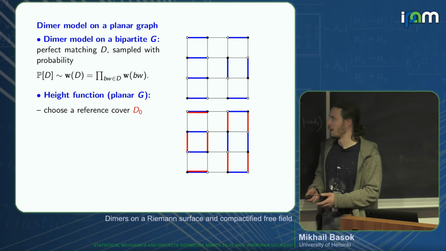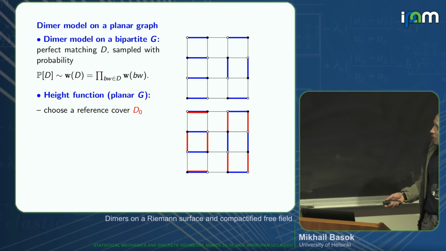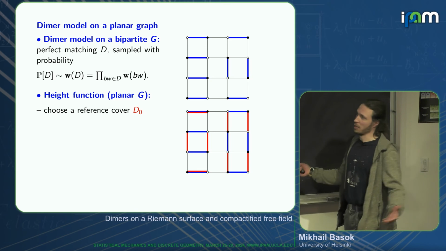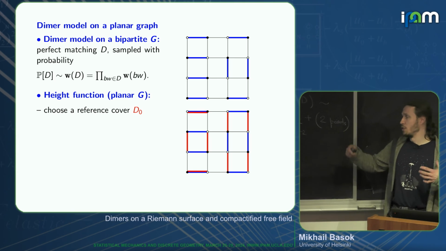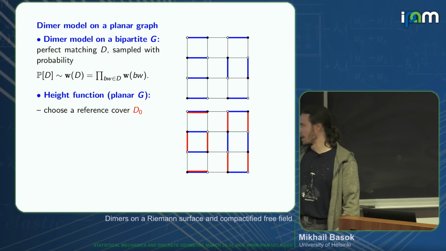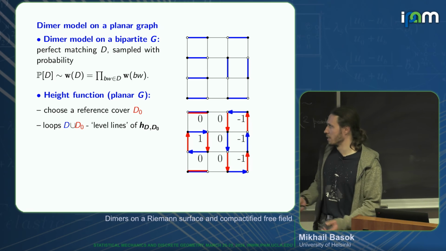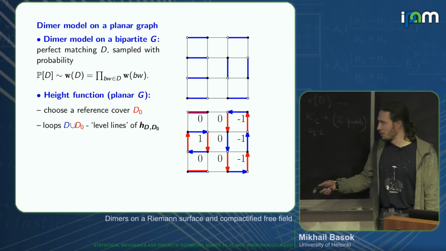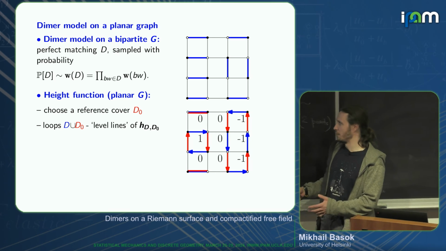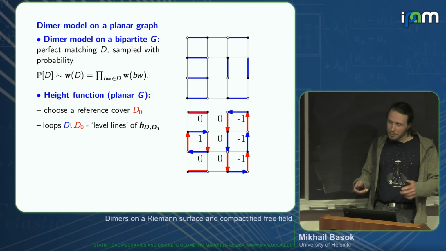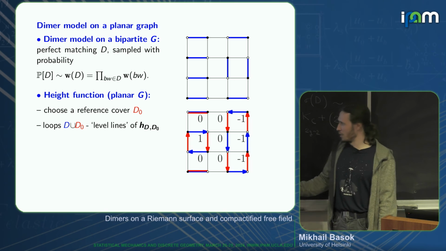So the height can be defined, for example, as follows. We choose some reference dimer configuration D0, and then given a random dimer configuration D, which is blue on the slide, we superimpose it and draw it all together with D0, and we get a collection of loops and double edges. Then any loop can be oriented in such a way that, say, all dimers in the reference cover are oriented from white to black. And then we think of the height function as the function which has these loops as level lines. Actually, it's not like level lines, but rather the only lines where it changes its value.